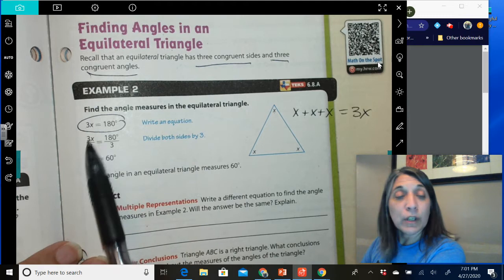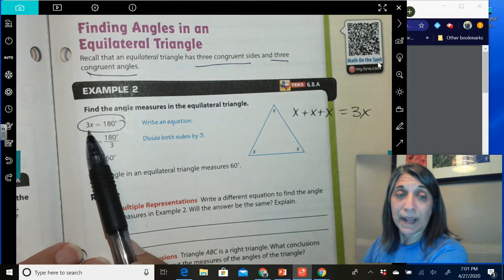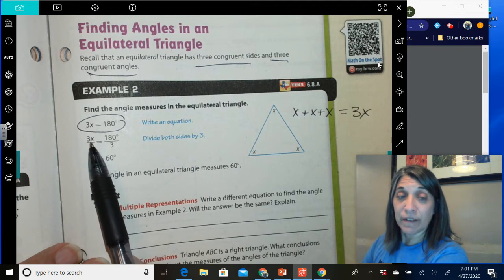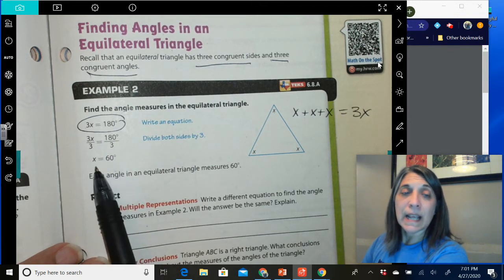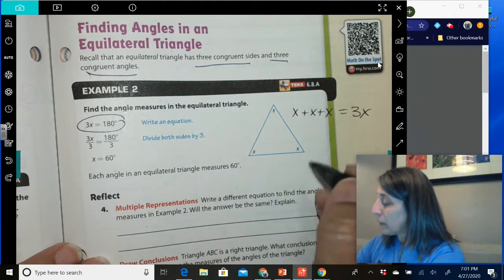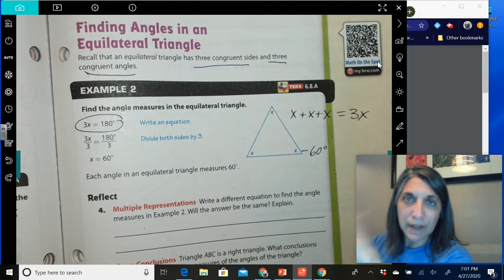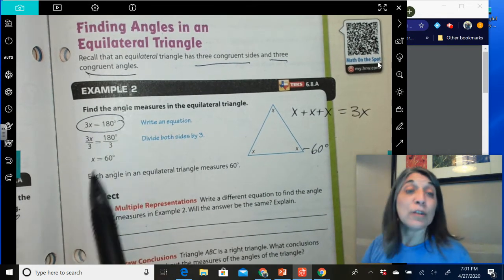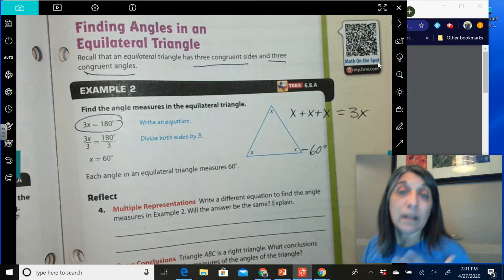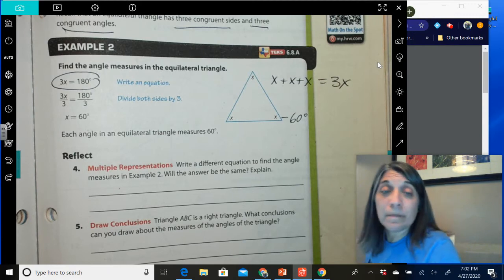Just like whenever you had one-step equations where it was a multiplication relationship, you use division to solve it. Take both sides of the equation and divide by 3, and then x is equal to 60. So we know that each one of these angles is 60 degrees, which makes sense because 180 divided by 3 is 60. Again, you could do it with mental math, but can you write an equation and prove it to me? That's what I'm looking for. That's the new learning, okay?